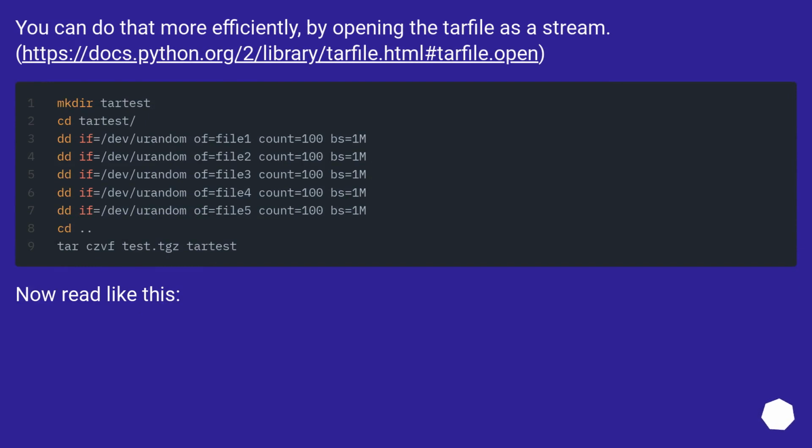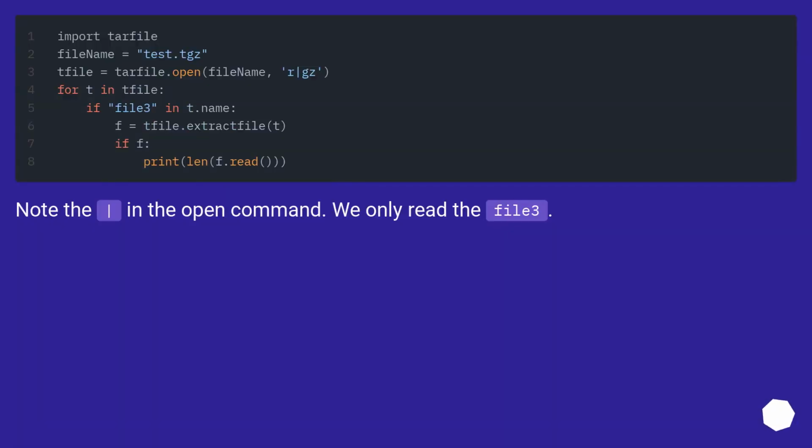You can do that more efficiently by opening the tar file as a stream. This code now reads like this. Note that in the open command, we only read the file.